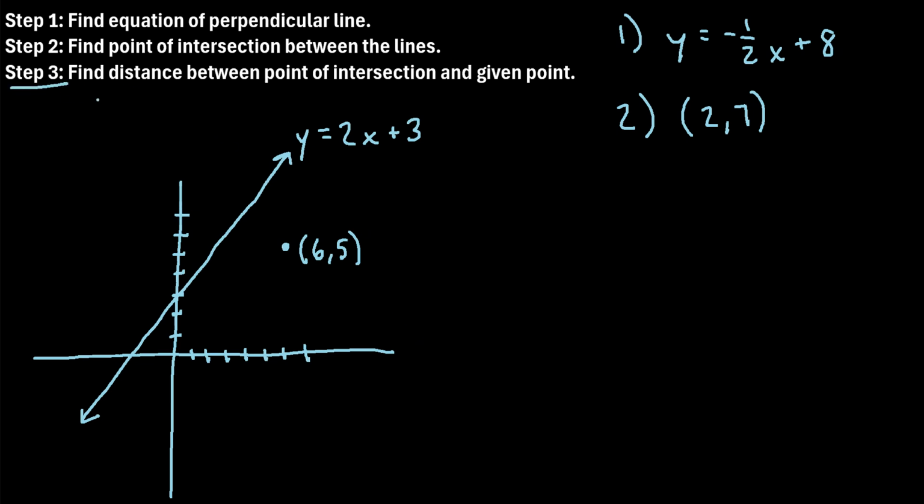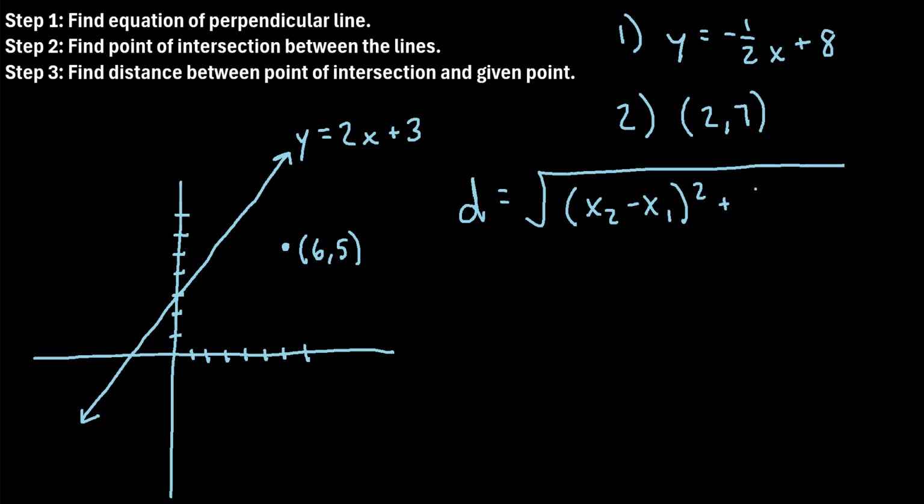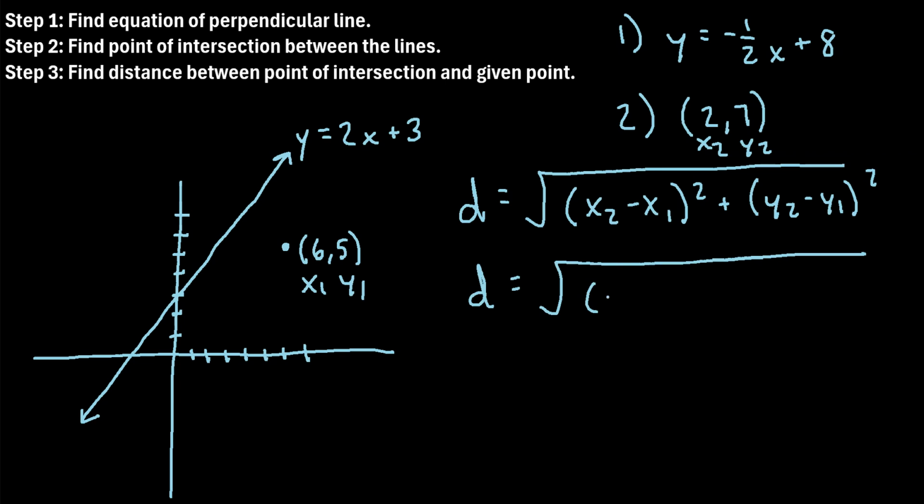Okay, the last step, step 3, is find the distance between the point of intersection and the given point, between this point of intersection and this given point of (6, 5). The distance between those two is calculated using this formula: the square root of (x2 minus x1) squared plus (y2 minus y1) squared. If we call this point x1 and y1, and we call this point x2 and y2, we'll just plug all of those values into this distance formula. So we get (2 minus 6) squared plus y2 is 7 and y1 is 5, so (7 minus 5) squared.